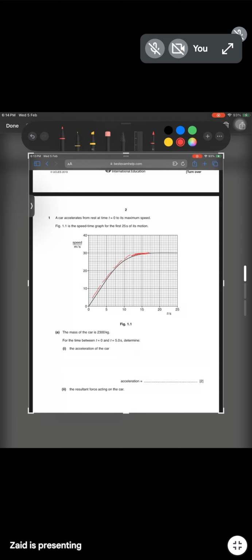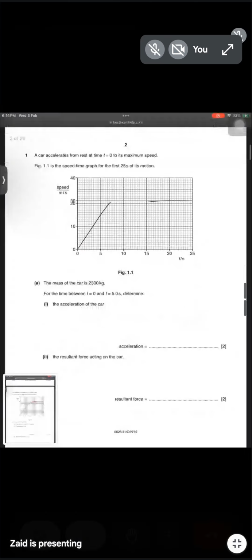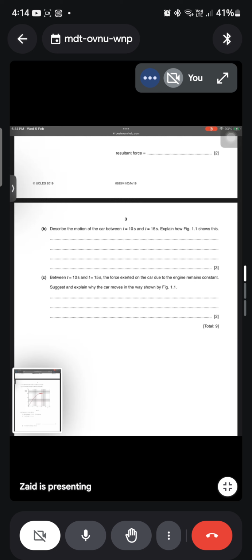What might be the reasons for this? They can ask you why this is happening. So you can say that because resistive forces are acting on it. Friction, air resistance, these are the forces. Is that clear? The force exerted due to the engine remains constant.